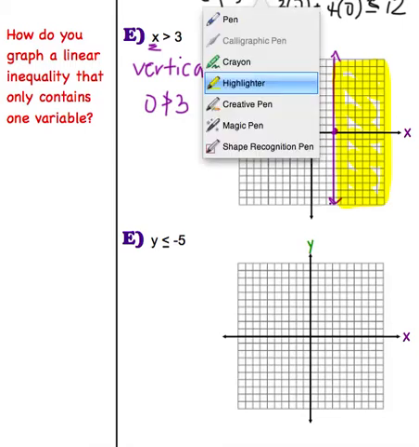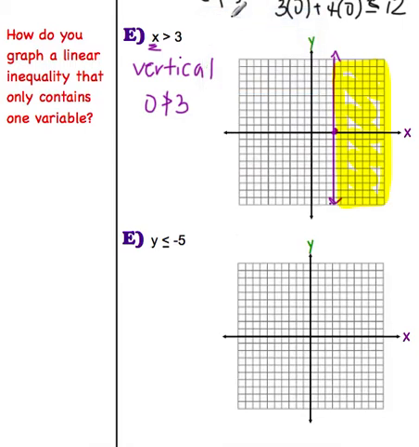On the other hand, with the next example, I have y is less than or equal to negative 5. And I recall from last week that when there's a y and no x, this means that my line is going to be horizontal, and it's going to be at negative 5.